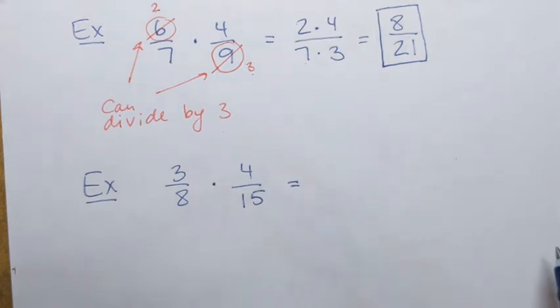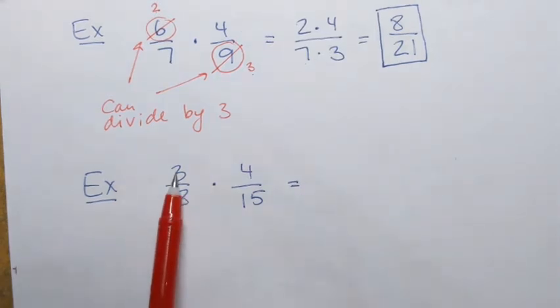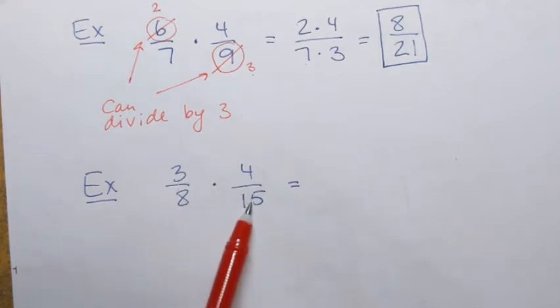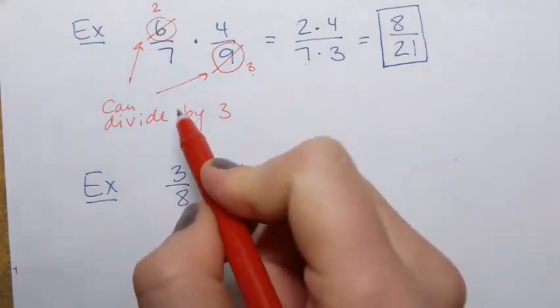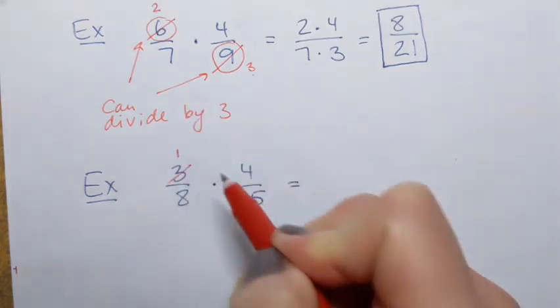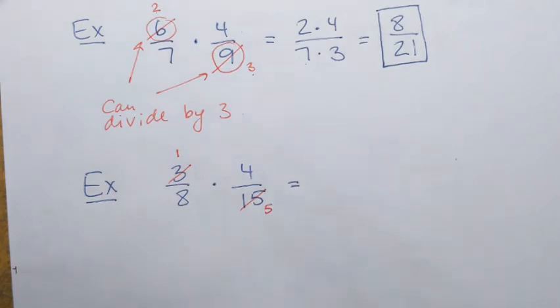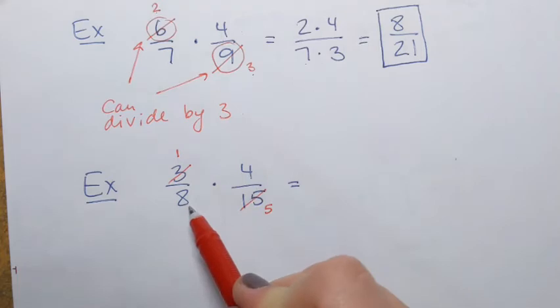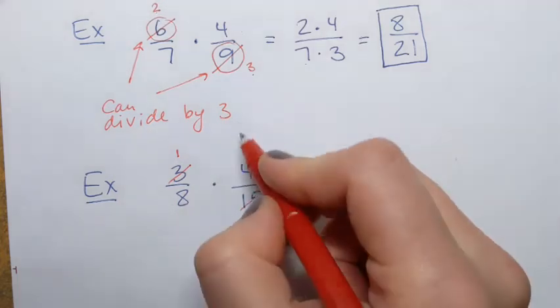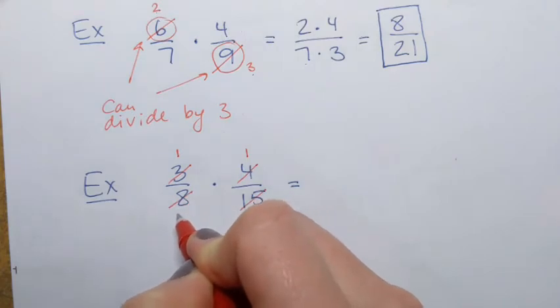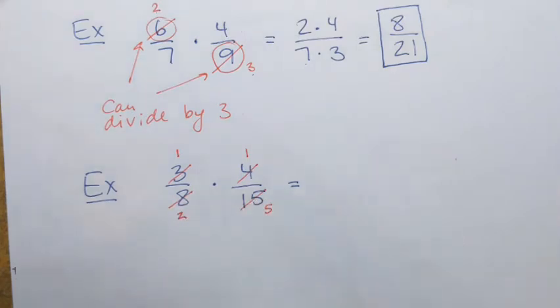Okay, so before I multiply, I'm going to simplify. What can be simplified here? Well, it looks like 3 and 15 could be simplified. We can divide out 3, meaning that we can divide both of them by 3. 3 divided by 3 gives me 1. 15 divided by 3 gives me 5, right? Anything else? Well, yes, 4 and 8 can be simplified. Both can be divided by 4. So 4 divided by 4 is 1. 8 divided by 4 is 2.